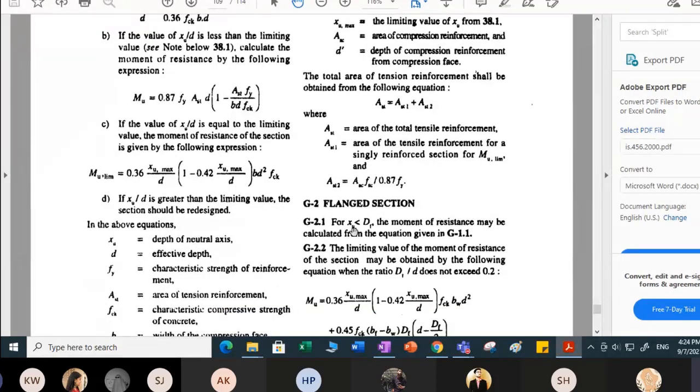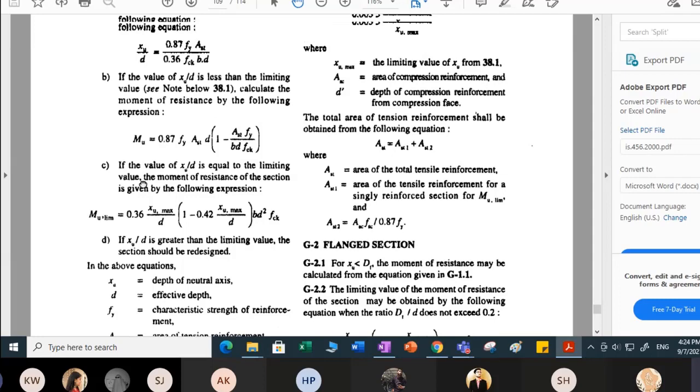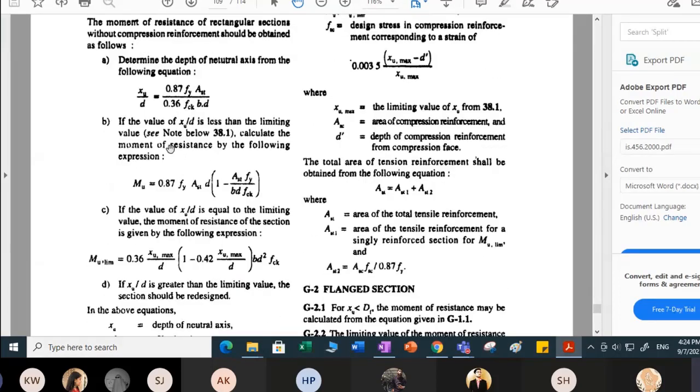It is saying for Xu less than depth of flange, the moment of resistance may be calculated. You use this formula, G1.1. And you see this Mu equal to 0.87 fy Ast d. In this formula, you substitute Mu equal to Mu max and b with effective width of flange. You'll get a quadratic equation. Solve that quadratic equation and you get Ast.